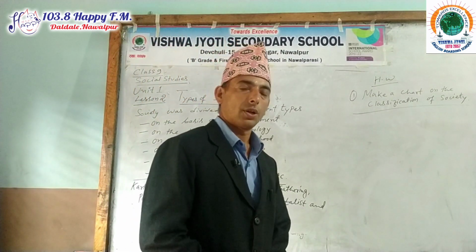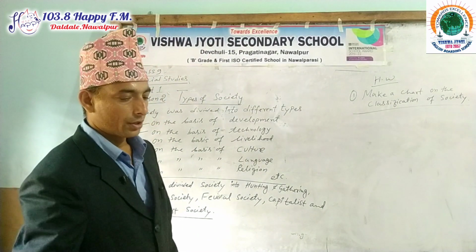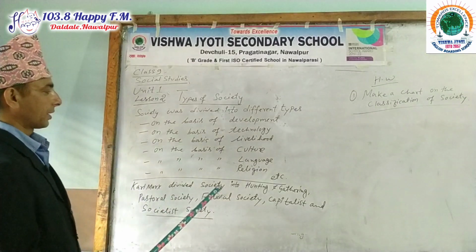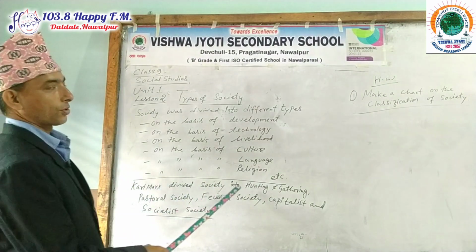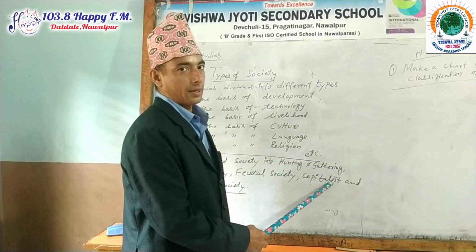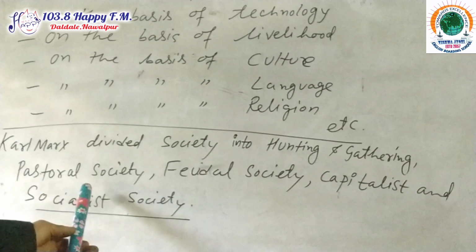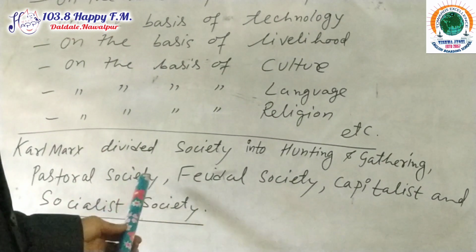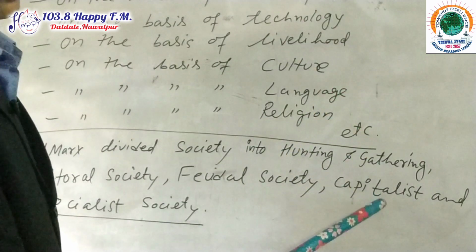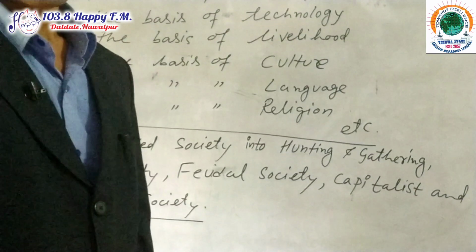Among them, Karl Marx also divided society into various types. According to him, society is divided into hunting and gathering, like this. He has divided it into pastoral society, feudal society, capitalist society, and socialist society.